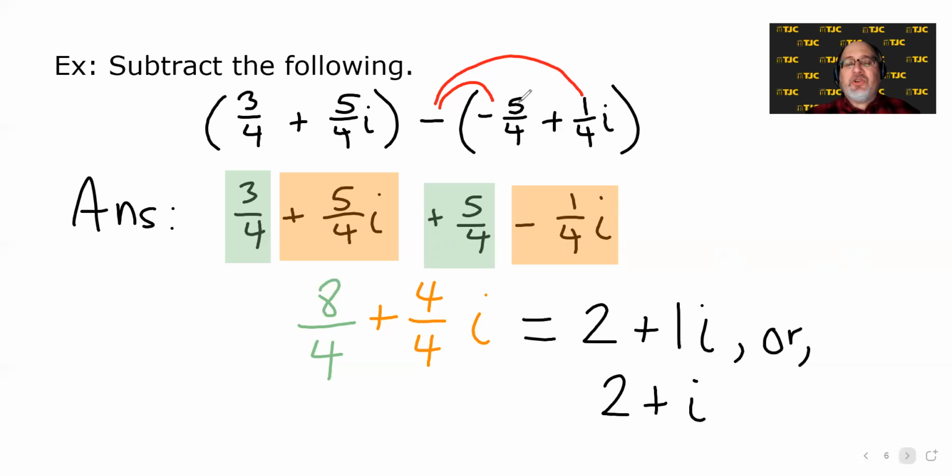We got a final solution of 2 plus 1i, or we could just say 2 plus i because the 1 is understood to be there. Anytime you don't see a number in front of a letter, you can almost always assume it's a 1.